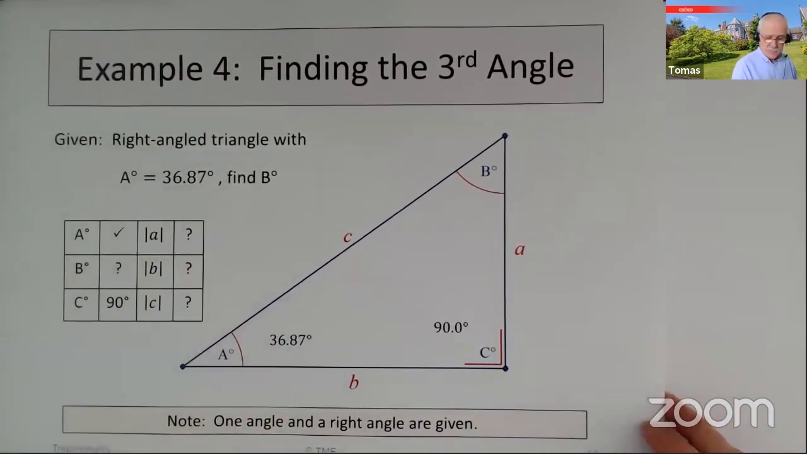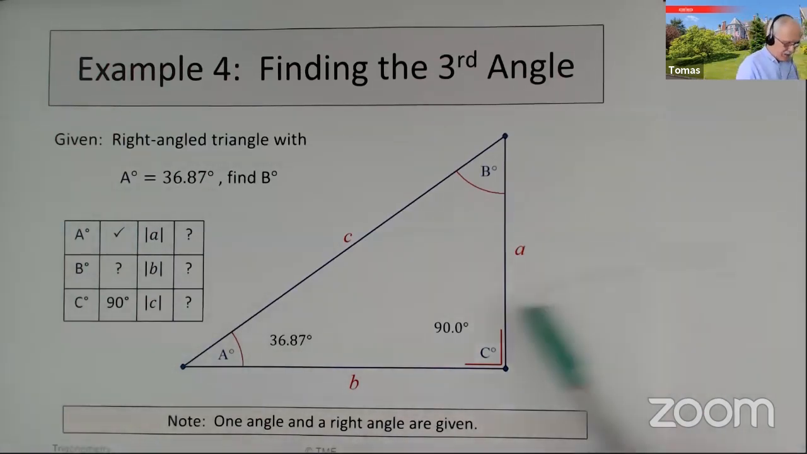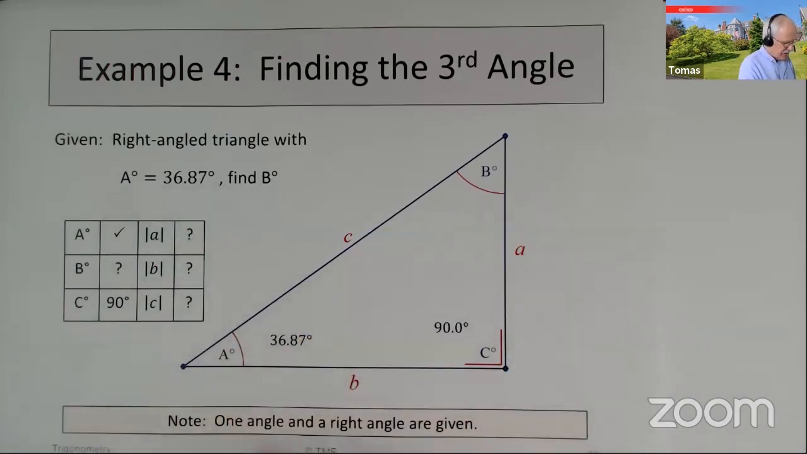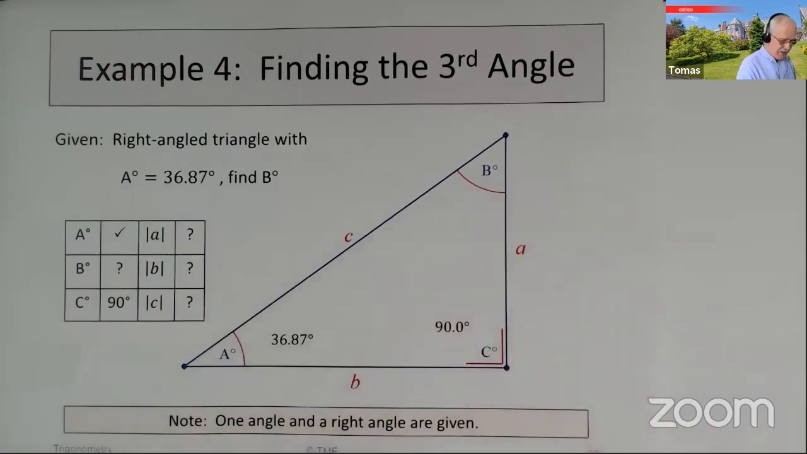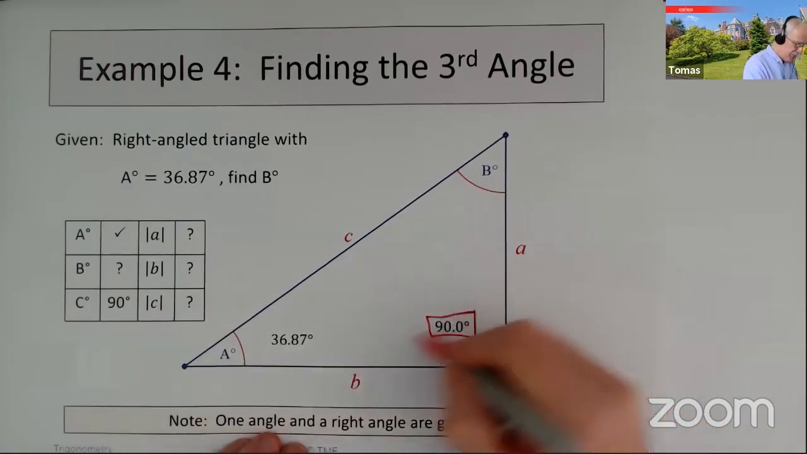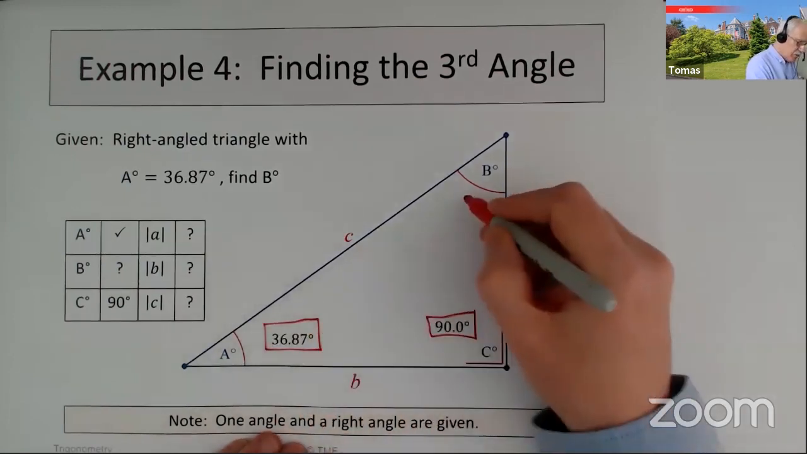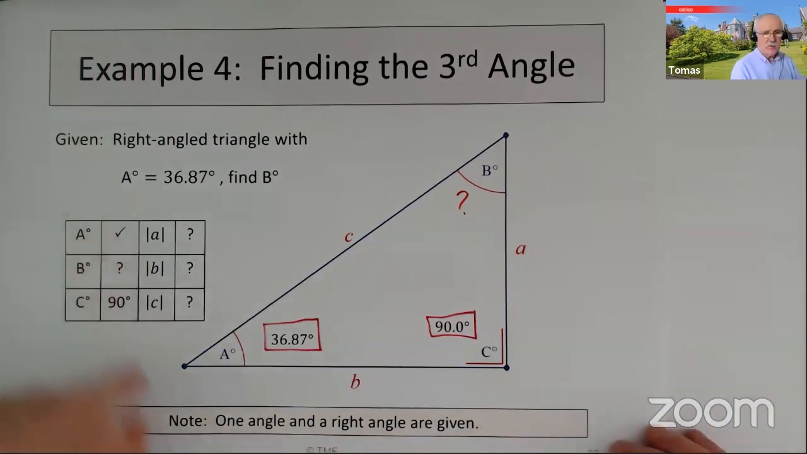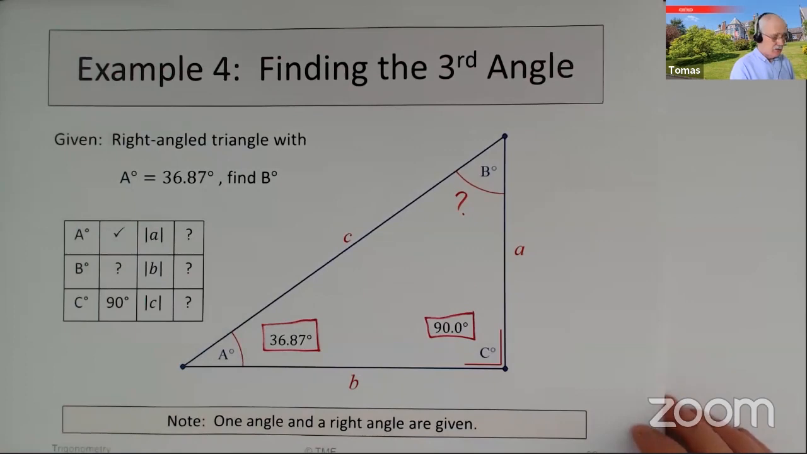Example 4, this is another question that is on the syllabus and they can ask. And they say, you've got a right angle triangle and you're told that A is 36.87. Find B. So in this case, you're told this is 90, this is 36.87. What's this one? The angle.